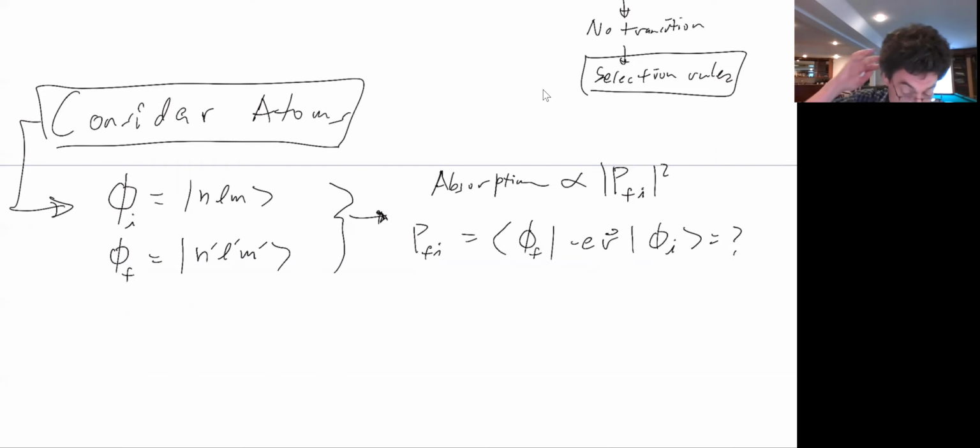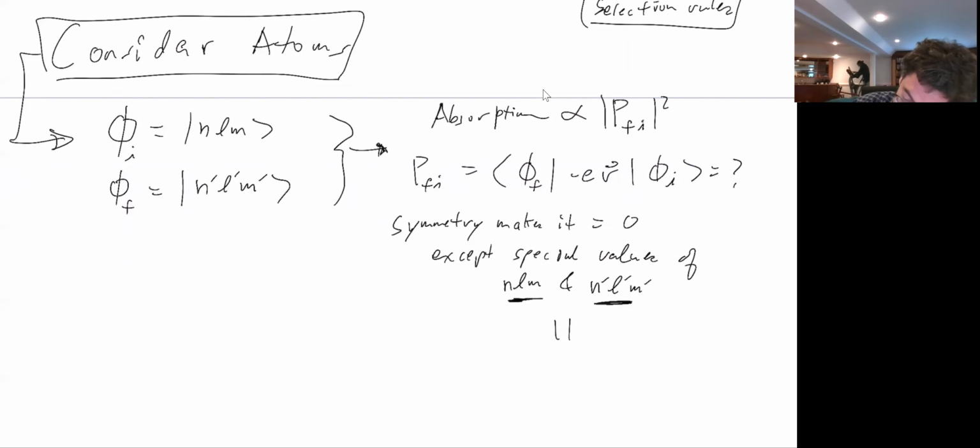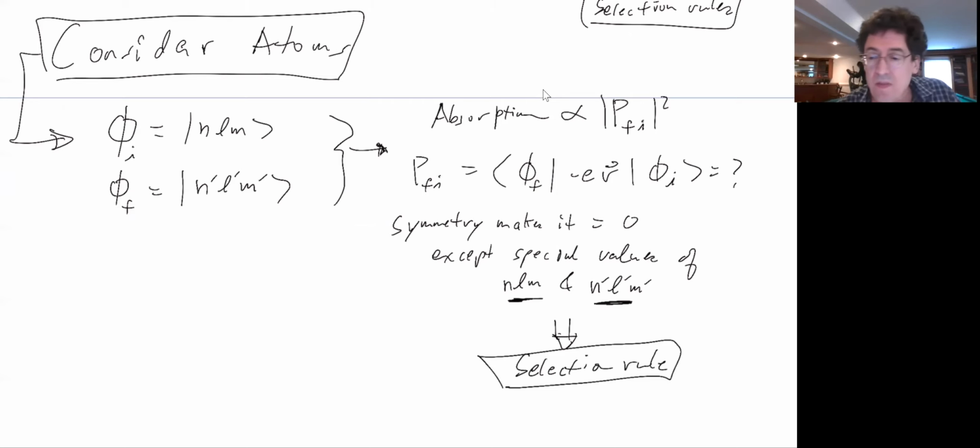And the point is that symmetry often makes it 0, except for special values of N, L, M and N prime, L prime, M prime. You're going to get 0 except for special values of the initial and final state. And this whole concept we call a selection rule. And we will derive what that selection rule is, but not today.